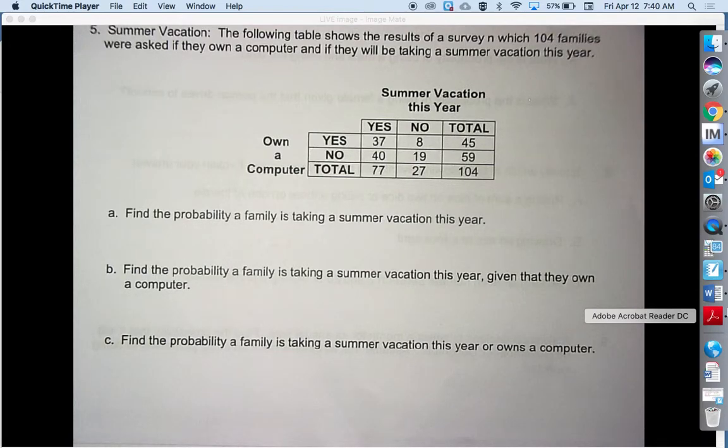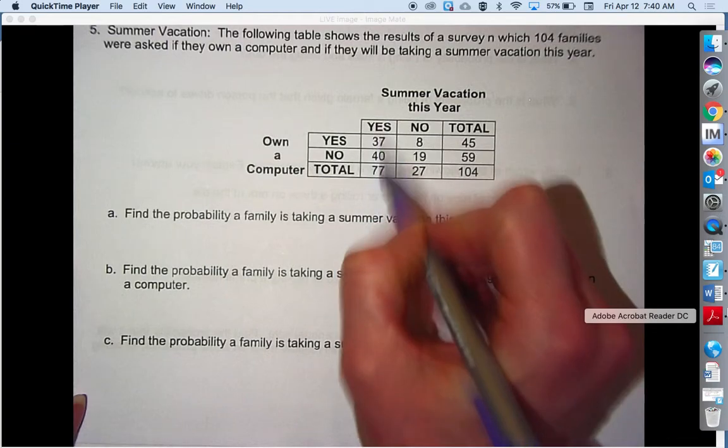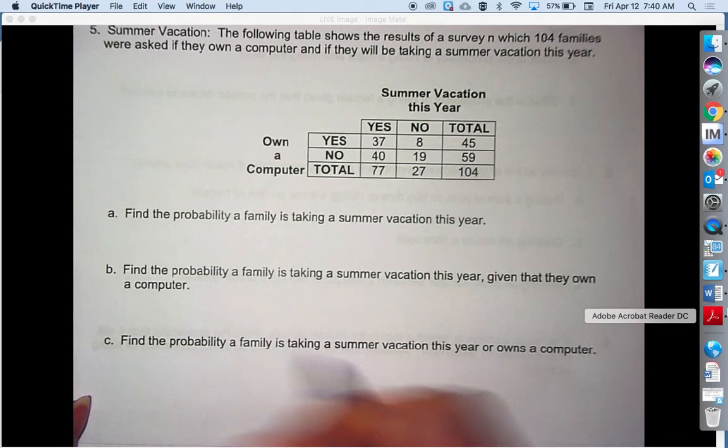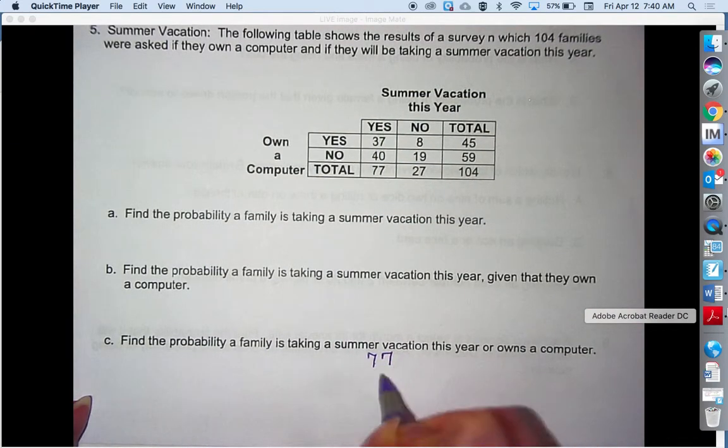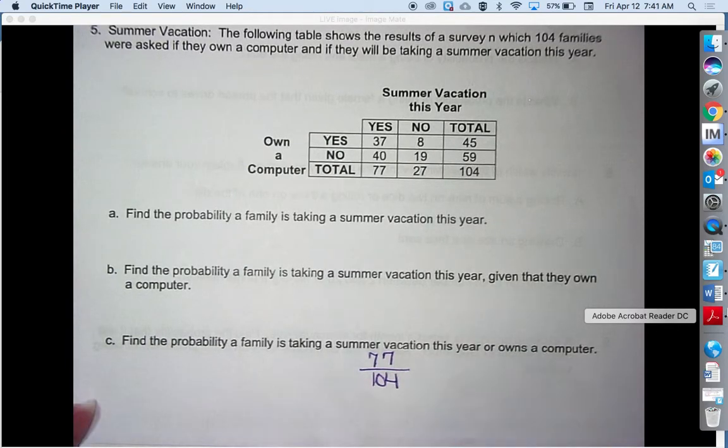So how many families took a summer vacation? Jillian? 77. Yeah, so the summer vacation is at the top. That's the column that says yes going down. So there were 77 families that took a summer vacation. And this is out of the total of 104.